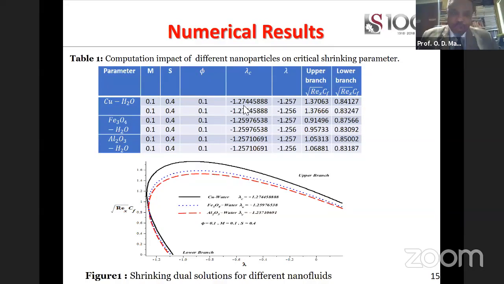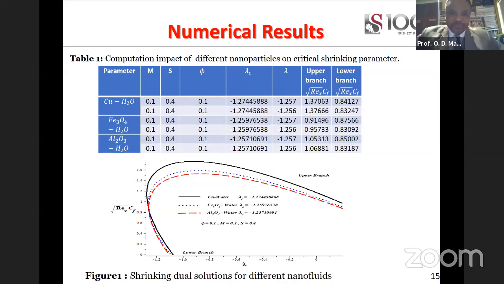You can see the critical shrinking here is lambda C equals minus 1.274, which means if you use copper water nanoliquid to cool, your surface will shrink more than when you use alumina. See, this one is minus 1.25 before you get to minus 1.27. So this one is further. So the plate will shrink further depending on the nanoliquid you use in cooling.